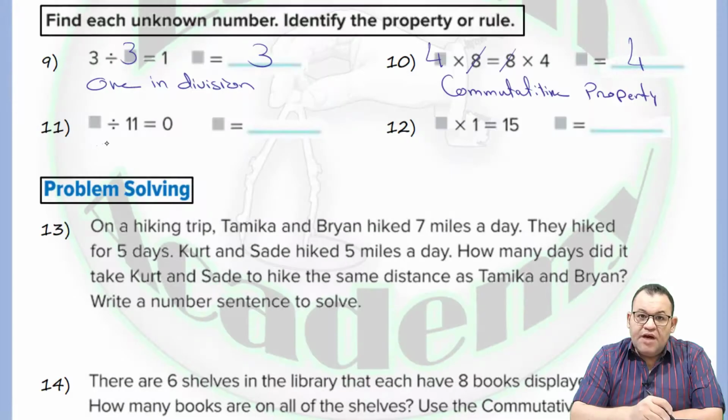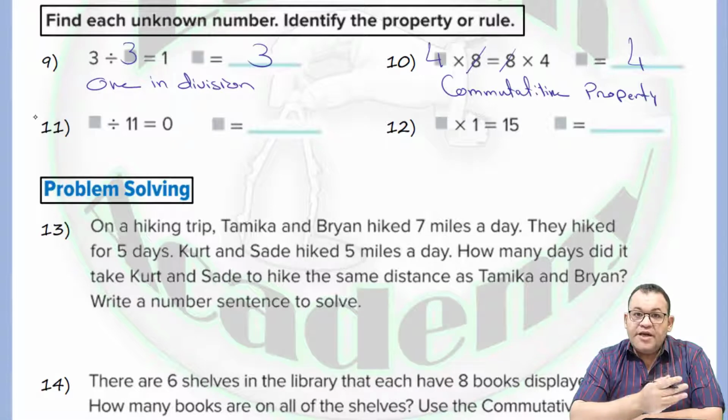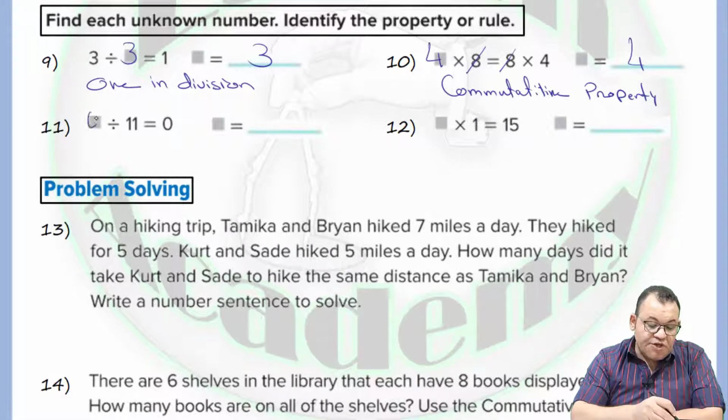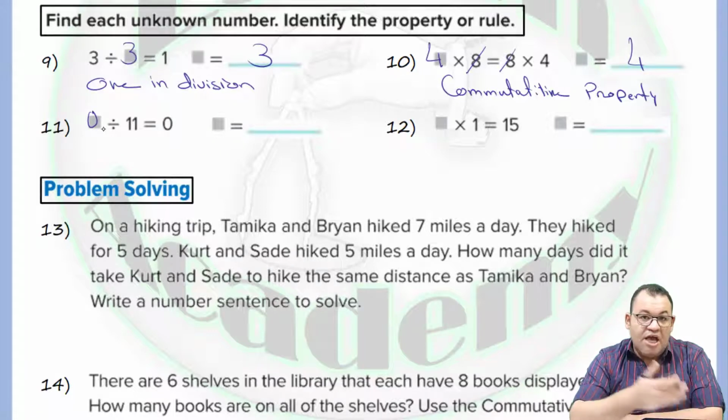A number divided by 11 equals 0. The only case where you find 0 as the quotient is when the dividend equals 0. The first number here equals 0, and 0 divided by any number equals 0. That is the only case. If the dividend equals 0, the quotient will equal 0. So here the dividend equals 0. That's defined by 0 in division.